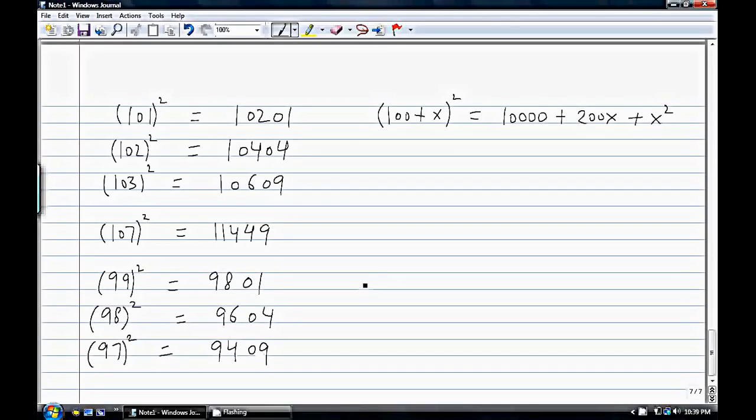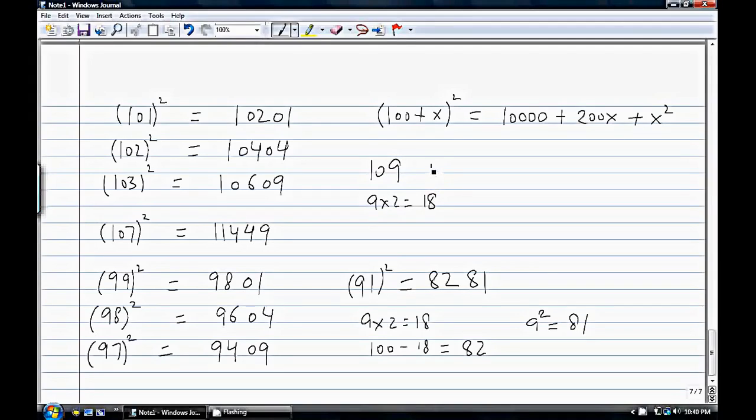So I can go until 91. 91 square is equal to, 9 times 2 is equal to 18, and 100 minus 18 is equal to 82. I'll write 82 here, and then 9 square is 81, so I'll write 81 here. So 8281. Similarly, for 109, 9 times 2 is equal to 18, so I will write 118, and then 9 square is equal to 81, so that will be 81.